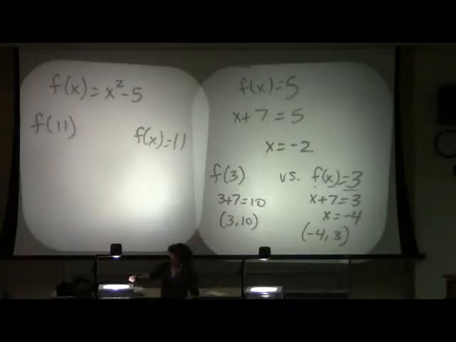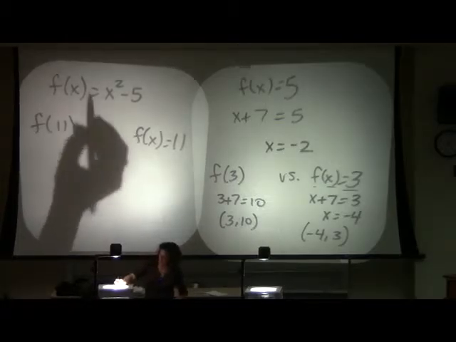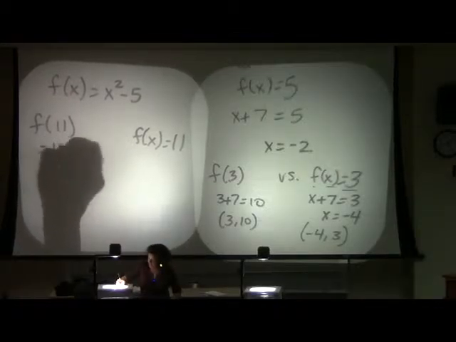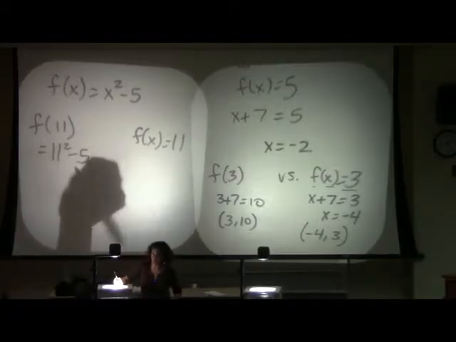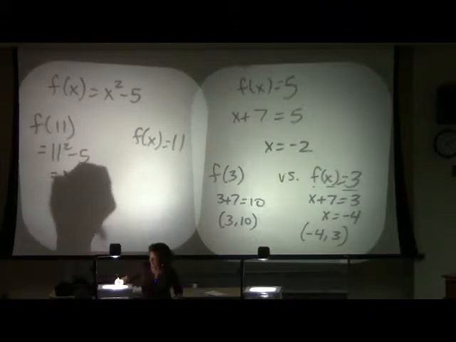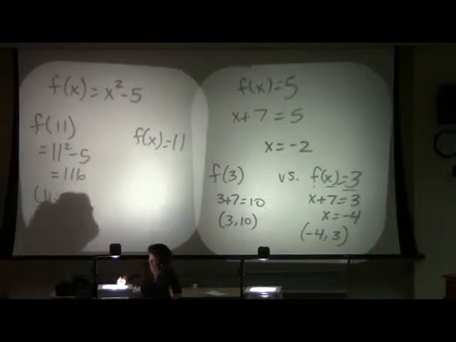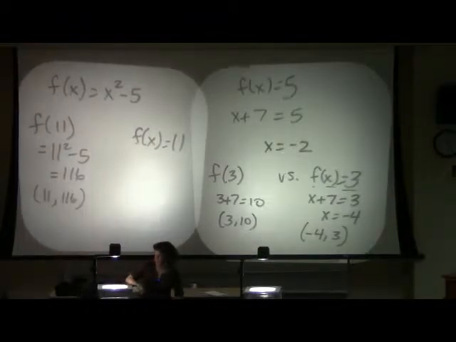Okay, what does it mean to compute f of 11? Everywhere where I see an x in my function f, what am I going to plug in? 11. So isn't that equal to 11 squared minus 5? And you get 116. So that's my ordered pair. Right? 11 squared is 121 minus 5 is 116. You guys with me this far?